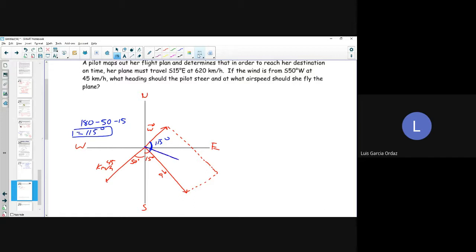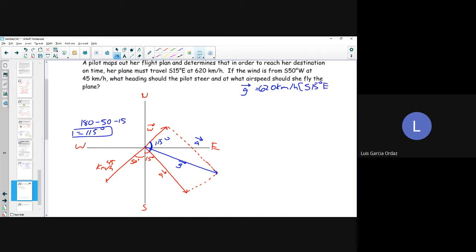She's going southwest, so she still has to travel this way. This is going to be my vector G, and this is going to be my vector A as well. So vector G, I already know, is that in order for her to reach the destination, she has to travel 620 kilometers per hour, 15 degrees southeast. That is the speed of the plane, which is vector G.